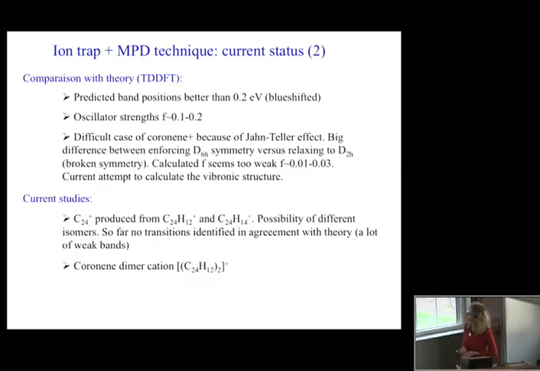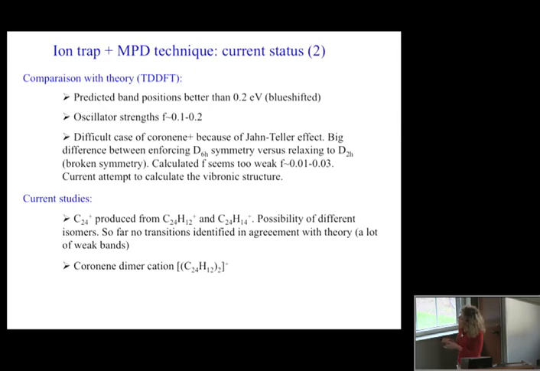And comparison with theory: TDDFT is quite good. Predicted band positions are better than 0.2 eV, and all the bands we studied are blue shifted in theory. And oscillator strengths are in the range 0.1, 0.2 for the bands we observe. And we have a difficulty with coronene plus because of symmetry, the Jahn-Teller effect.